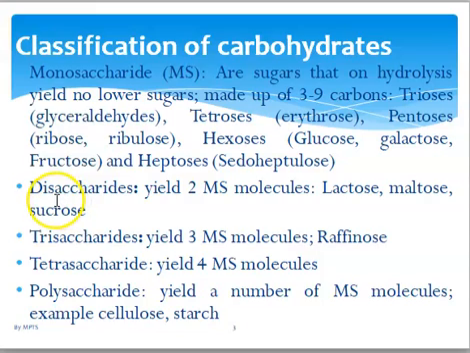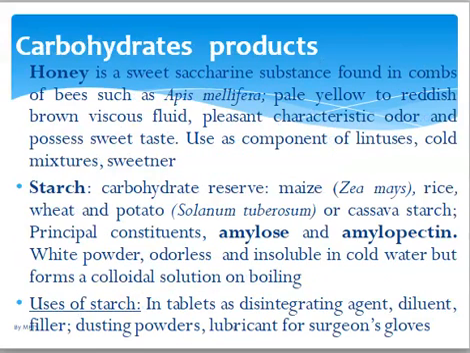Disaccharides, of course, on hydrolysis yield two monosaccharides. I hope you know the components of each. Trisaccharides yield 3, tetrasaccharides 4, and polysaccharides, examples include starch and cellulose, yield more numbers of monosaccharides on hydrolysis.